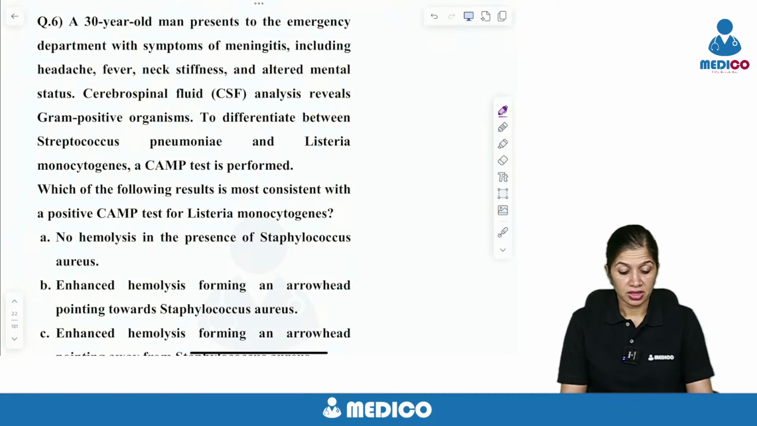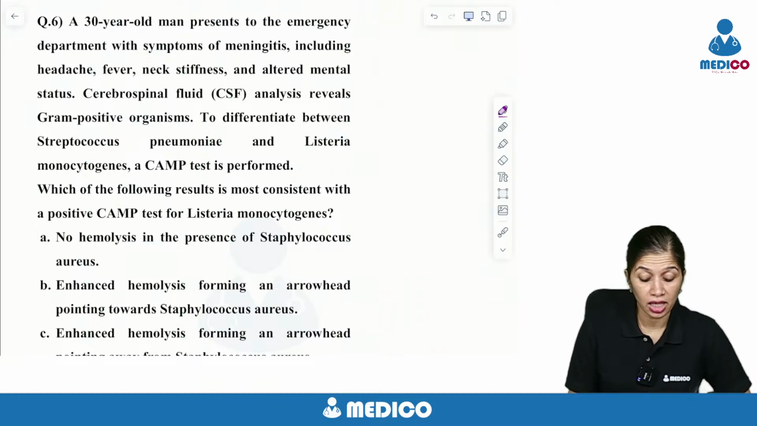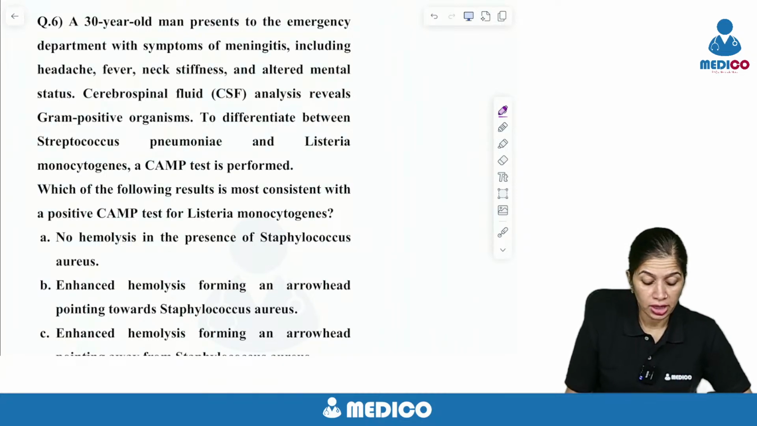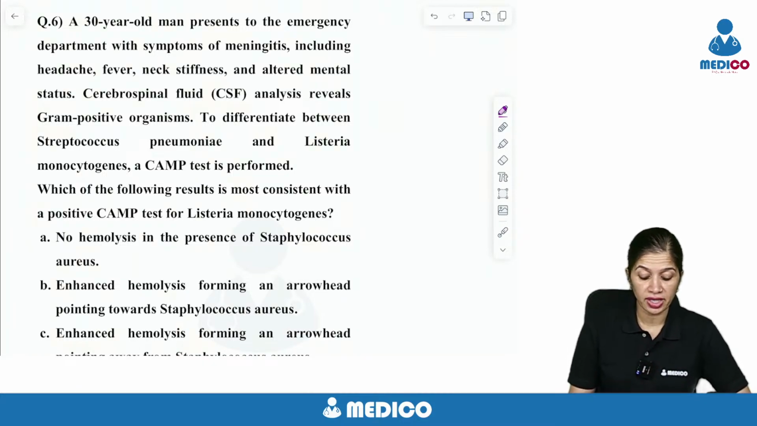The next question is, a 30-year-old man presents to the emergency department with symptoms of meningitis, including headache, fever, neck stiffness, and altered mental status. The cerebrospinal fluid analysis reveals gram-positive organisms. To differentiate between Streptococcus pneumoniae and Listeria monocytogenes, a CAMP test was performed. Which of the following results is most consistent with a positive CAMP test for Listeria monocytogenes?